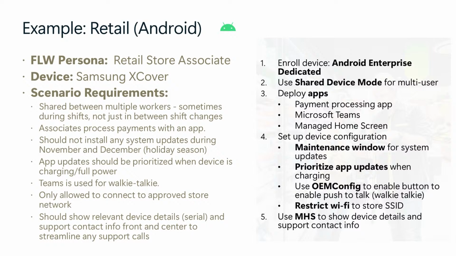In terms of configuration, we can set a maintenance window for system updates. We can make sure that app updates are prioritized for when the device is charging, and we can configure an OEM config for the device to work as walkie-talkie. To ensure security, we restrict the device to connect only to the Wi-Fi of the store, and we can see all the relevant device details for support using Manage Home Screen.